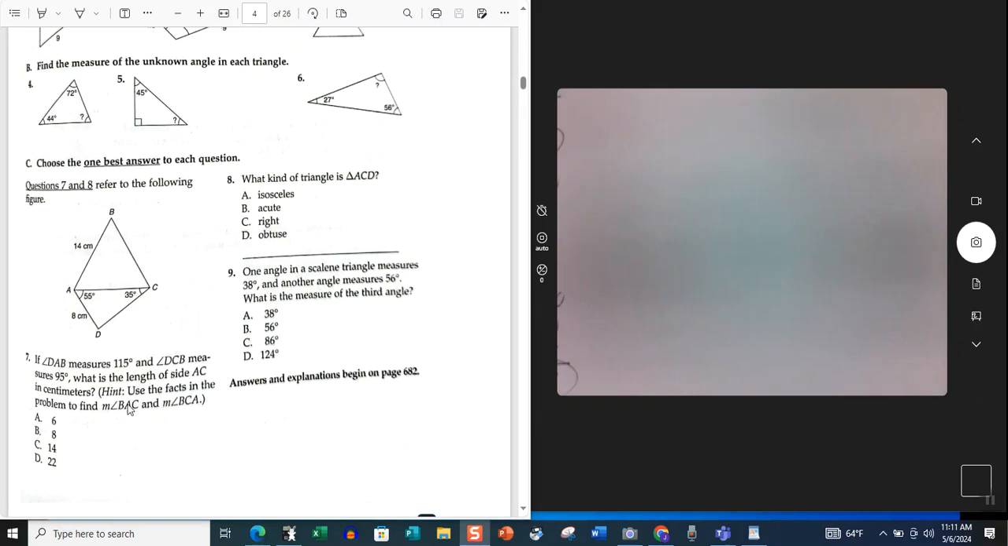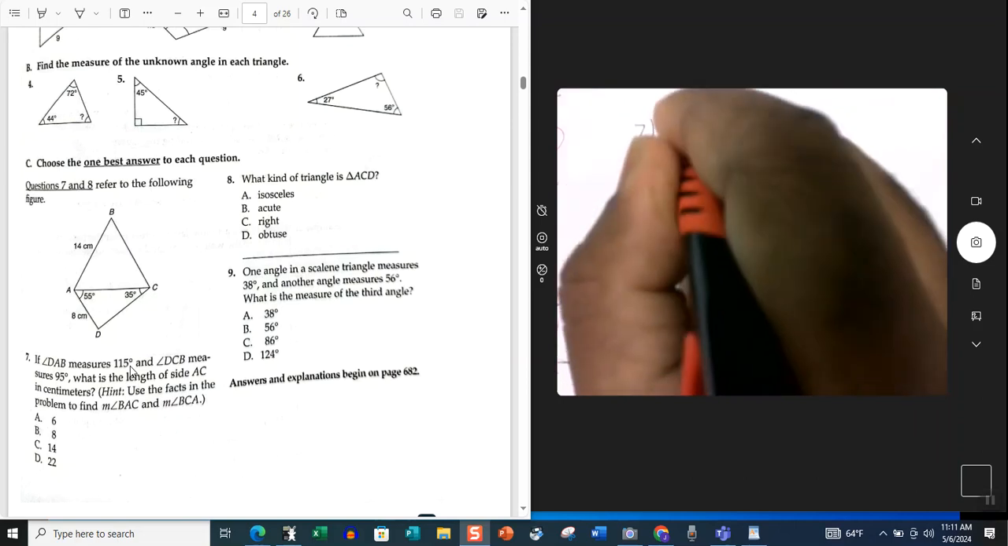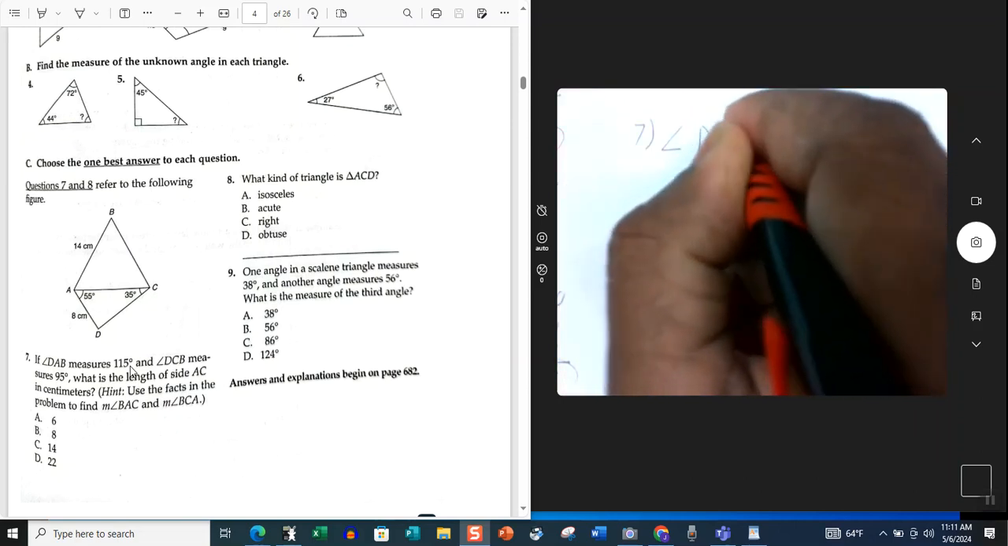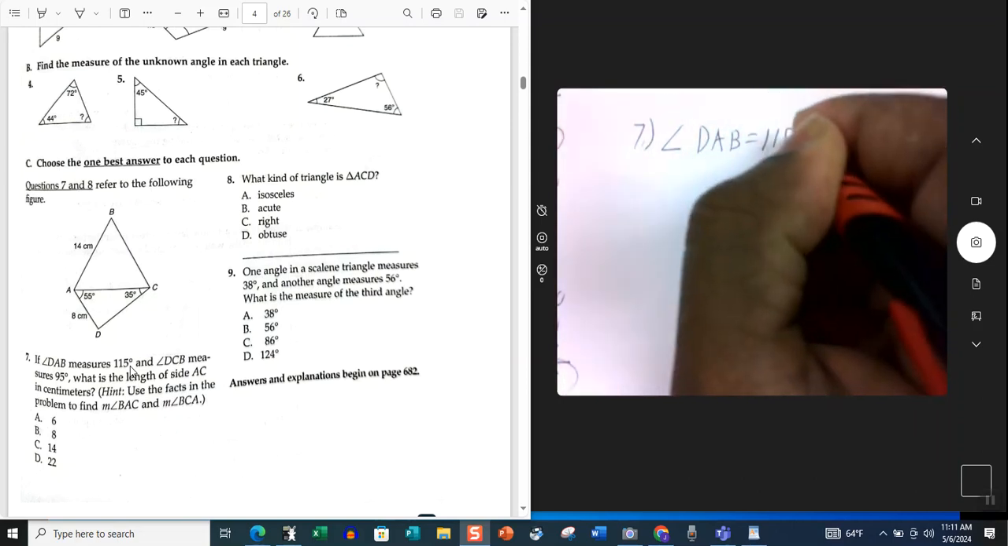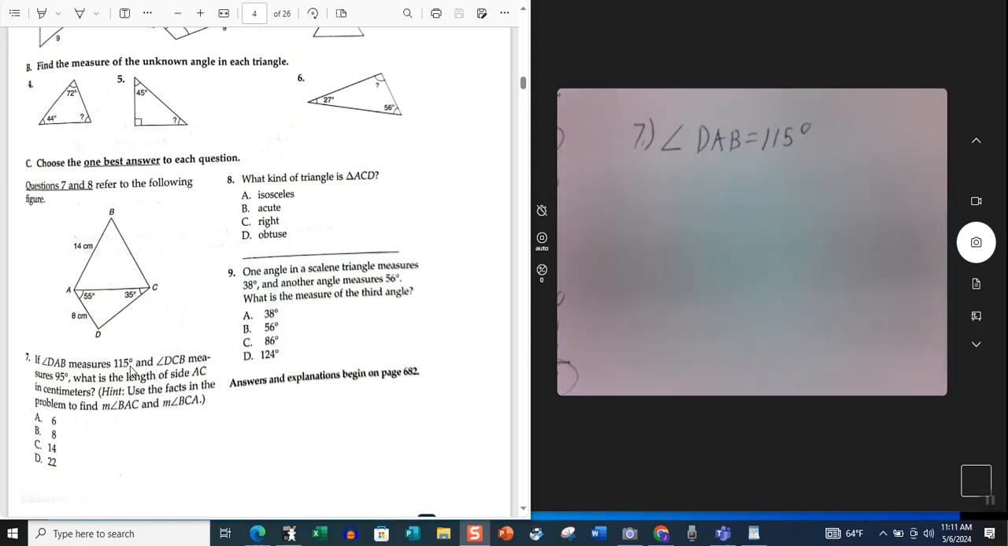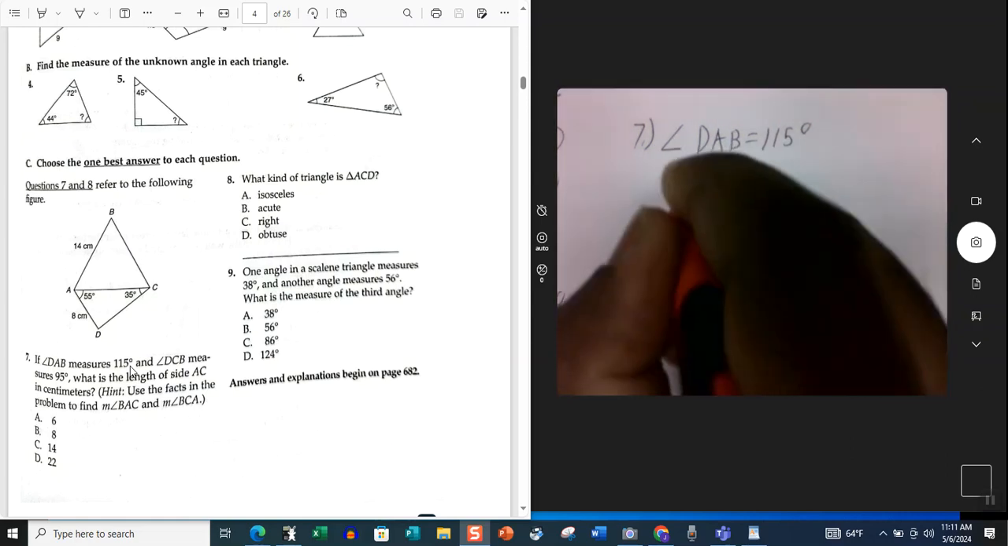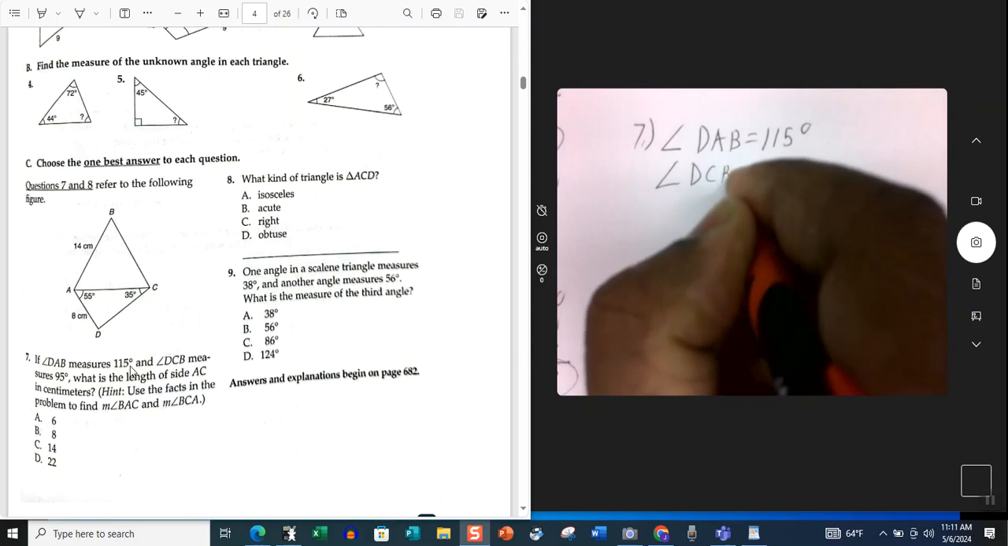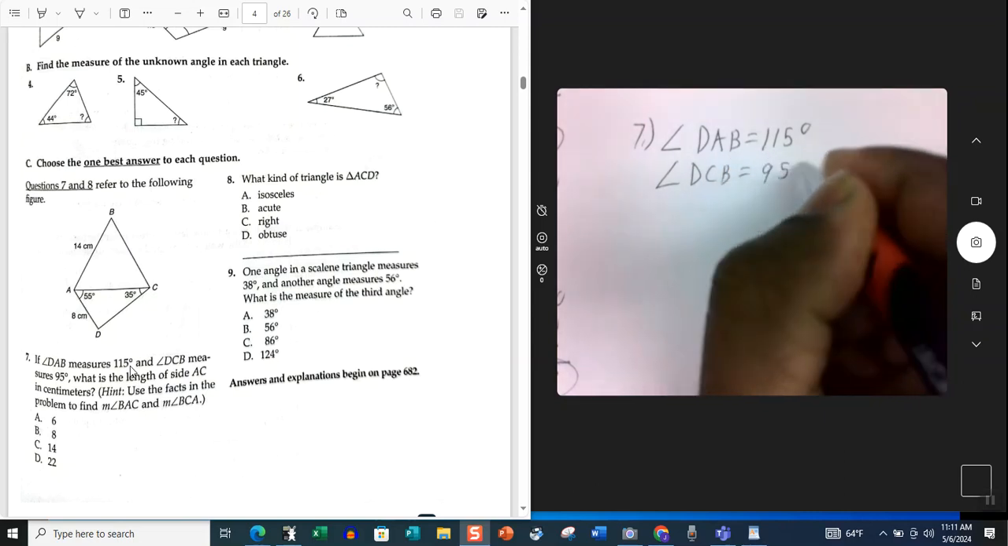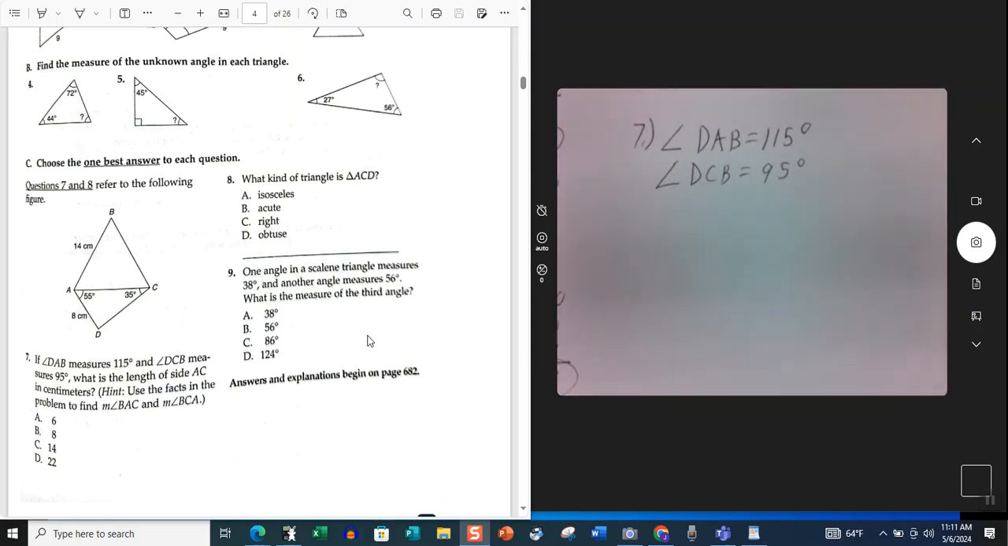Class, we're going to finish this up with problem 7, 8, and 9. It says C, choose the one best answer to each question. Questions 7, 8, and 9 refer to the following figure. If angle DAB measures 115, let me just write that down. DAB is equal to 115 degrees. And DCB measures 95 degrees.